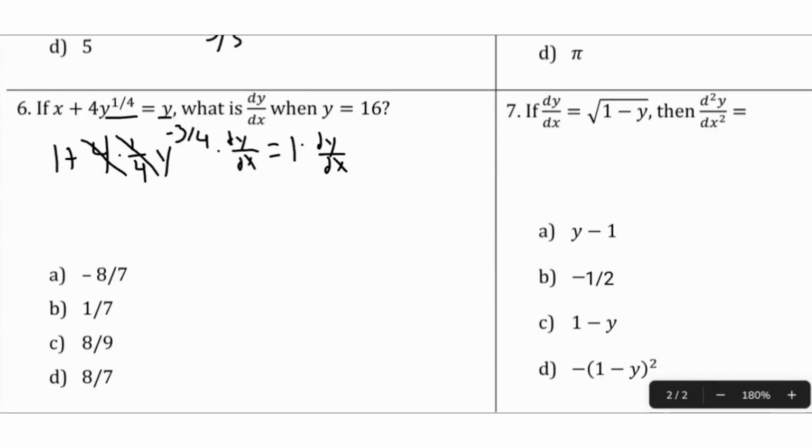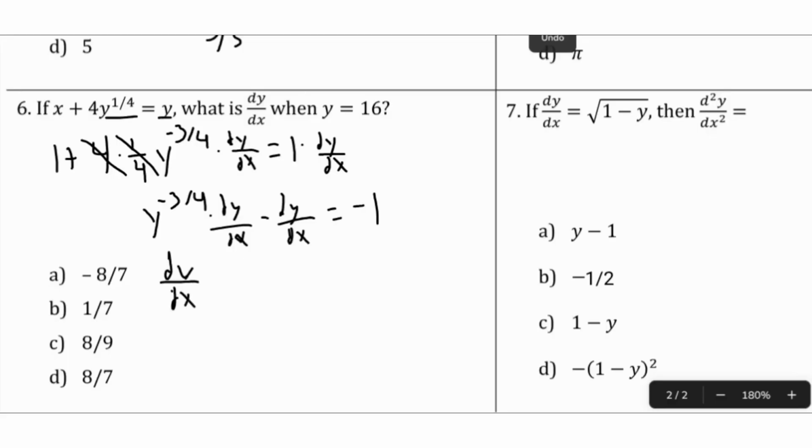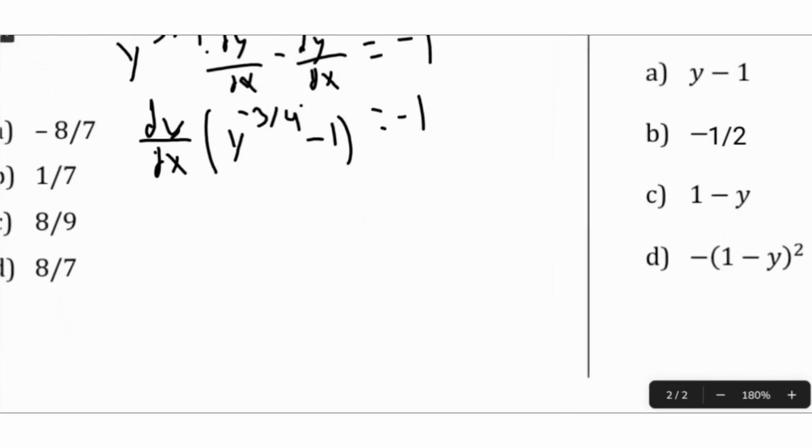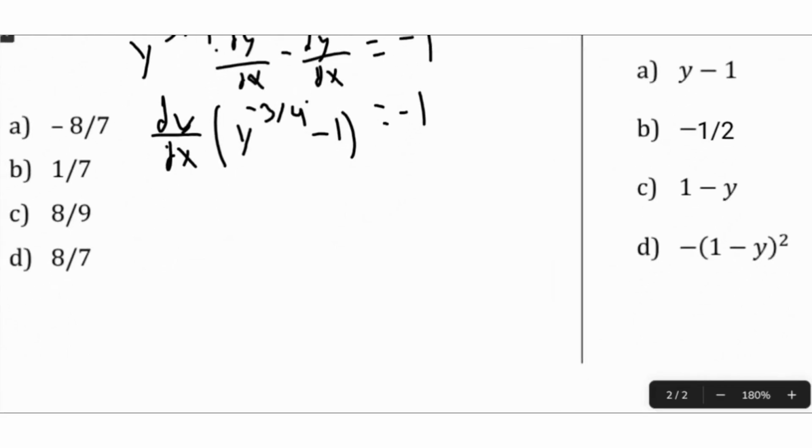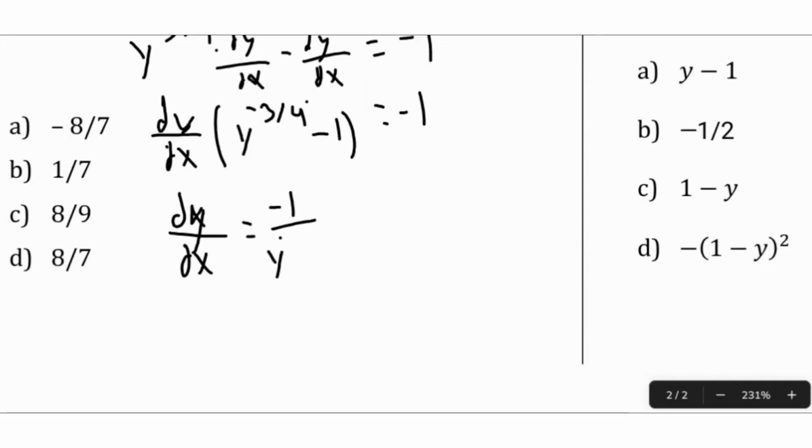So now we solve for dy dx. That 4 and that 1/4 cancels out. So y to the negative 3 over 4 times dy dx, minus dy dx here equals negative 1. If we factor out a dy dx, we get y to the negative 3/4 minus 1 equals negative 1. So we get that dy dx equals negative 1 over y to the negative 3/4 minus 1.